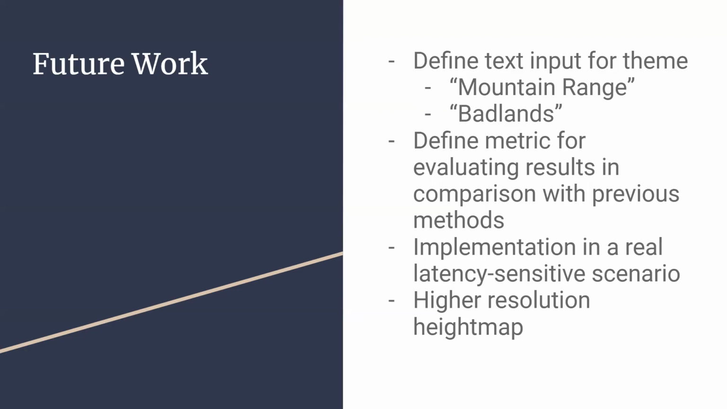And also, we want to implement this in a latency sensitive scenario. Right now, it's just a proof of concept little Python file that you can run and generate terrain, but ideally, this would be implemented in a game to prove that it works in that scenario. And also a higher resolution height map, since 256 by 256, especially at that scale, is a no-go for this sort of thing. But maybe it would look cool for an infinite map generating thing or something. Yeah, that's my presentation. Thank you.